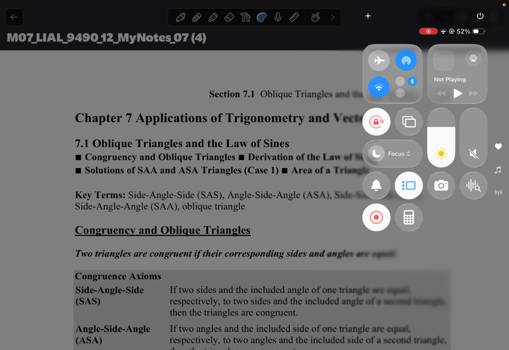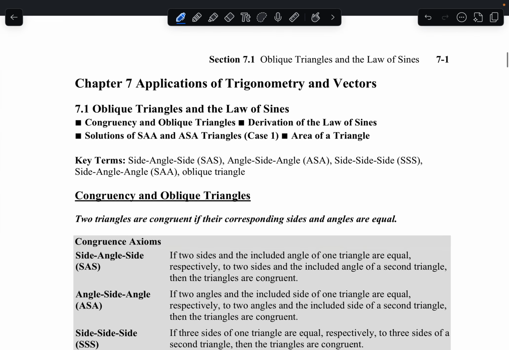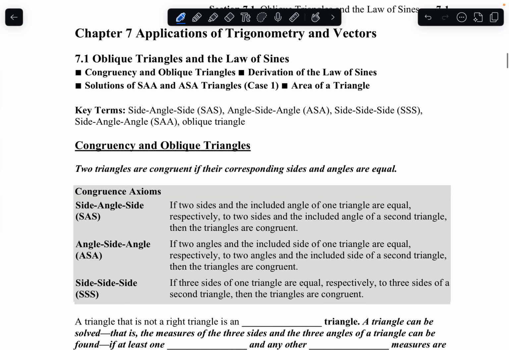So we start chapter 7 this morning, and we go back to talking about triangles. Up until now, most of our work here in trigonometry and Math 104 has been about right triangles. Today, we start talking about other triangles. So the first thing we want to talk about today is we want to review the congruency in oblique triangles.